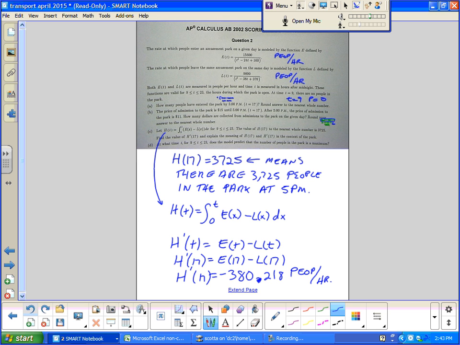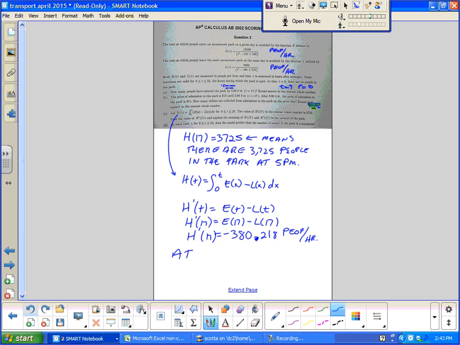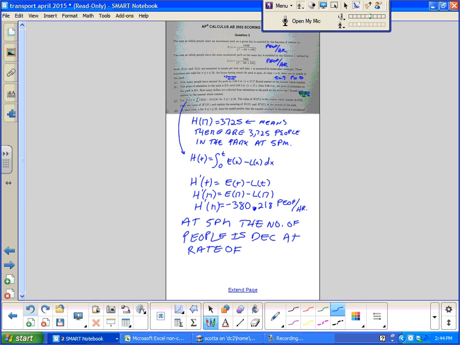So I answered that. Now explain the meaning. At 5 p.m., the number of people in the park is decreasing at a rate of, I might say approximately, because you're going to round, negative 380 people per hour. Period. All right, let's see how I did.